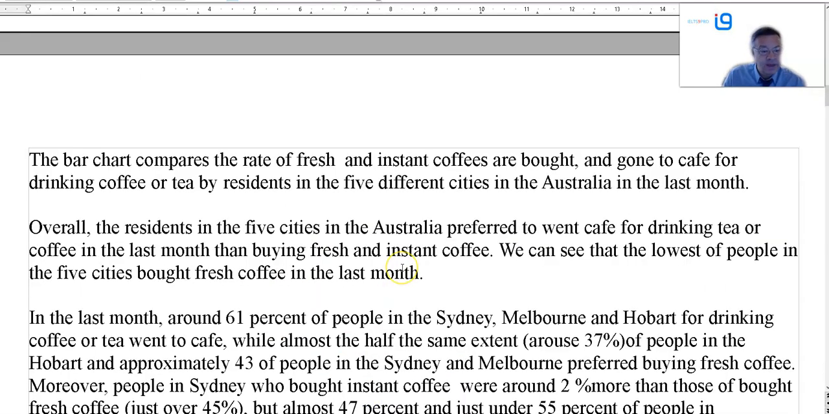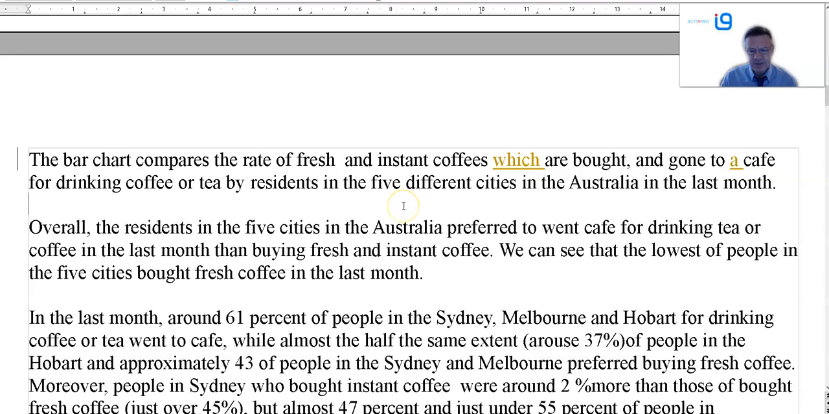Okie doke, let's have a look then. The bar chart compares the rate of which, so right, we need some kind of relative pronoun here. The bar chart compares the rate at which fresh and instant coffees are bought, or compares the rate of fresh and instant coffees which are bought. And gone to a cafe for drinking tea by residents. So that needs a bit of reworking also, yeah?